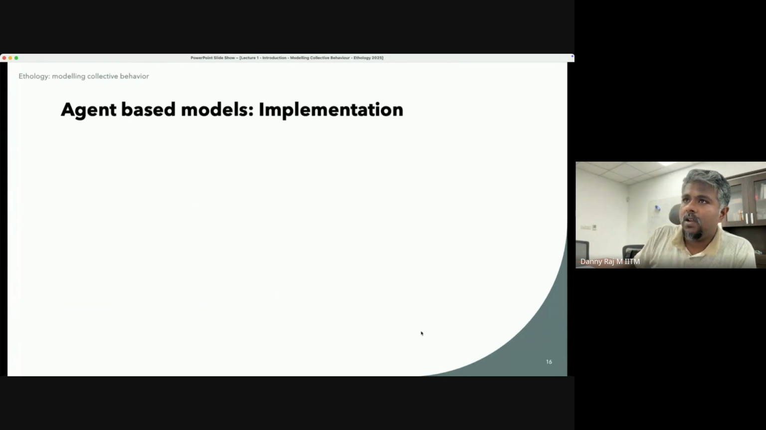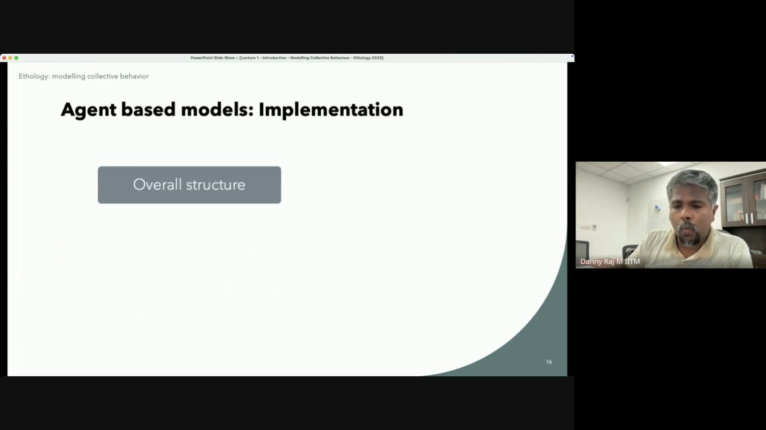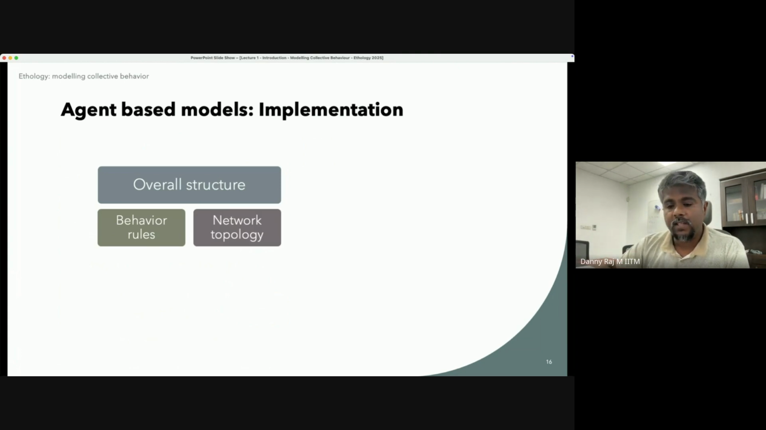All right. So when you start thinking of agent-based models, how do you start thinking about its implementation? Okay, so this is where the technical part of today's lecture begins. I think about it in three ways. One, there is an overall structure to your agent-based model. Then there are these behavioral rules. And then there's network topology.